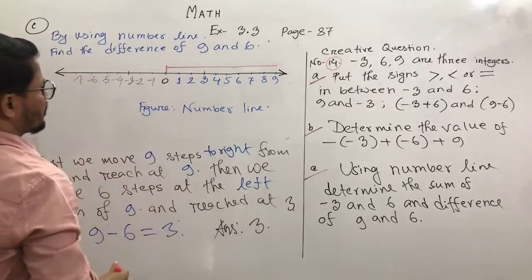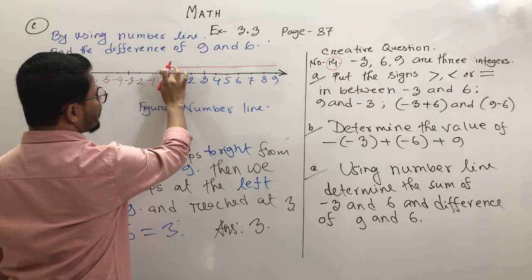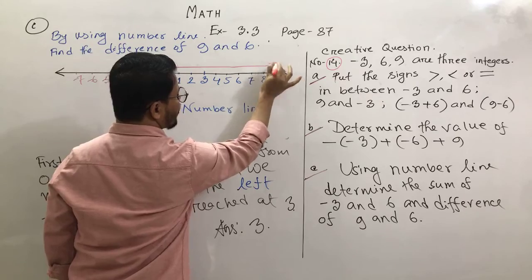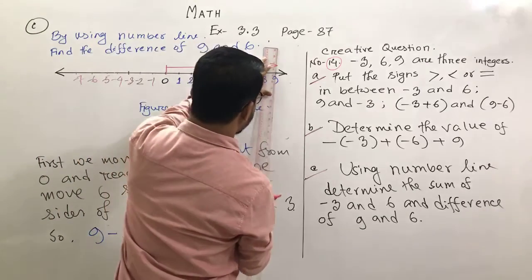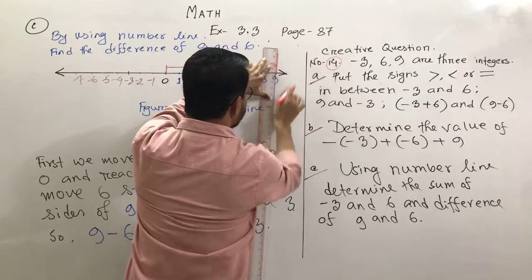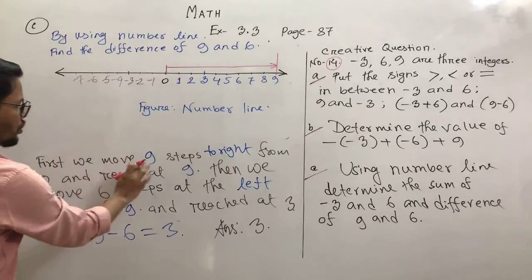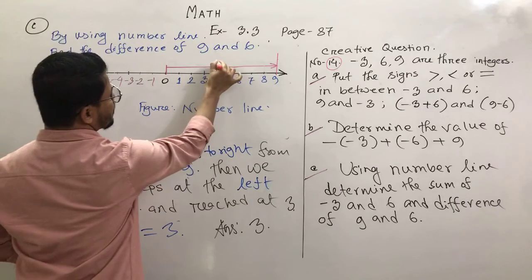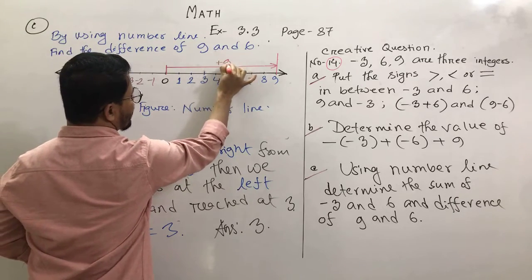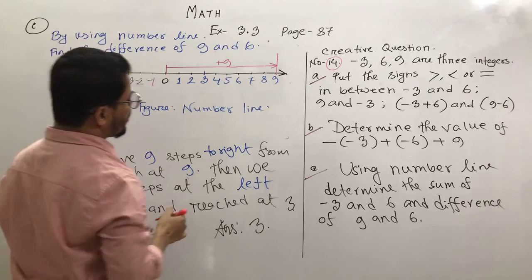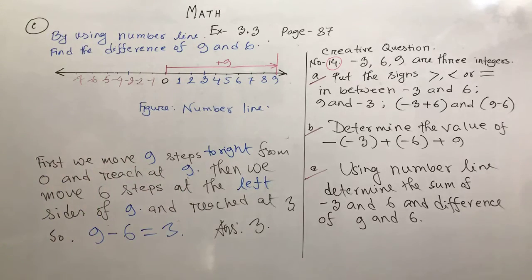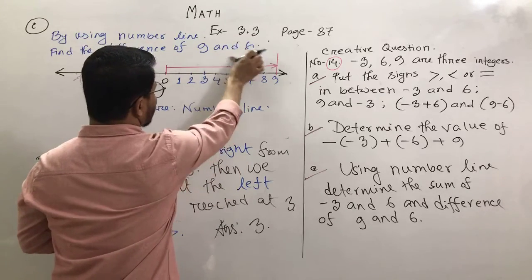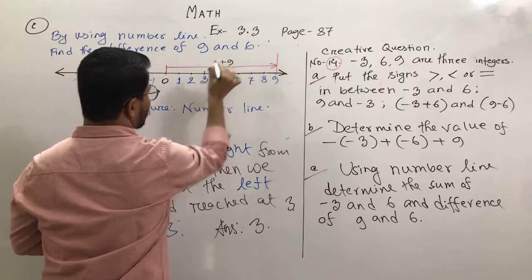Dear students, give attention. This is the initial step. This is the final step. And just draw the arrow line here where 9 is completed. So first we move 9 steps to the right from 0. This is the plus 9. If we use the black one, I think it will be better.